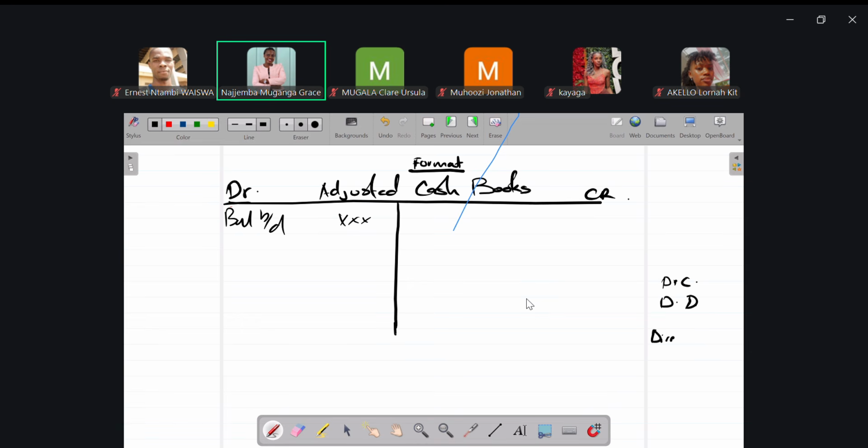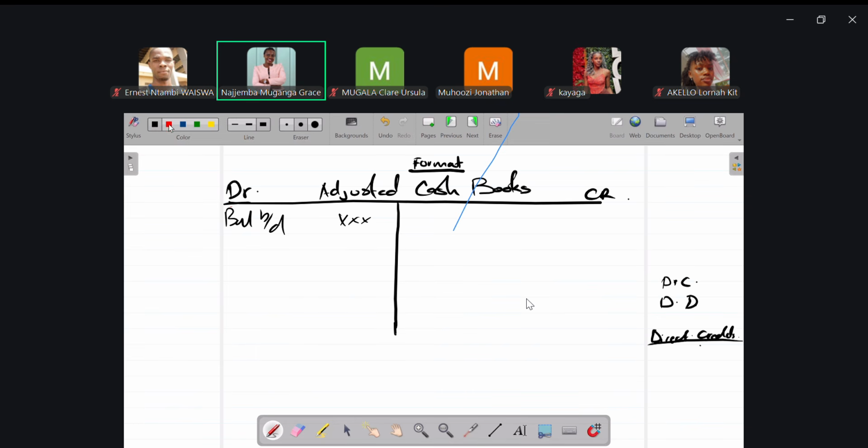Where do you think we should post the direct credits? Because this will appear unticked in the bank. It's a direct credit. Money was deposited, but the accountant did not recognize this transaction. So where do we post the direct credit? All such transactions. A direct credit, where do we post that? In the adjusted cash book. I think on the debit side, because the bank had received some money.